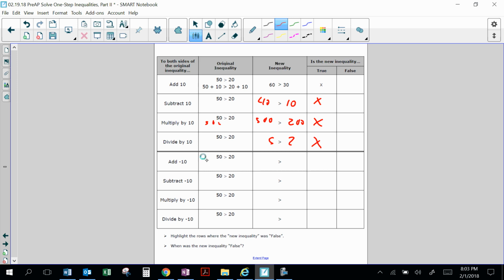So positive numbers. Okay. Seems like nothing happened. I add negative 10 to both sides. If I add negative 10 to 50, that'd be 40. Add negative 10 to 20, that'd be 10. Is 40 bigger than 10? That is true. I subtract 10 from both sides. That'll be 40. This would be 10. Is 40 bigger than 10? That is true.